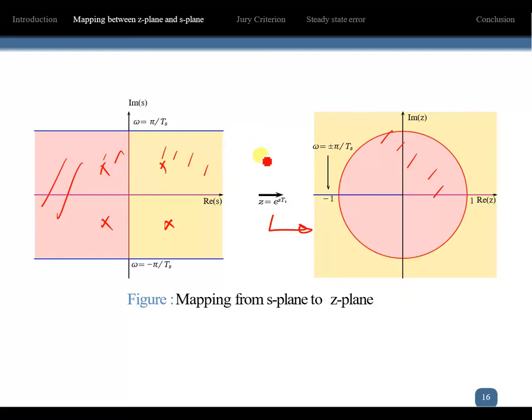That means if you have any point, for example s equal to 2, you put it here, you find some point in the yellow region. If you put s equal to -2, by this transformation, you go inside the circle, and so on.